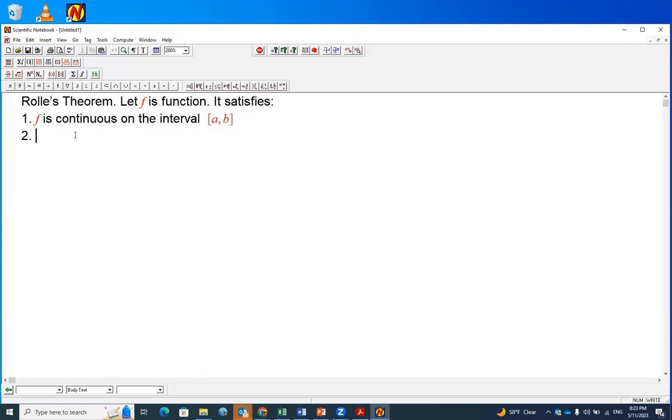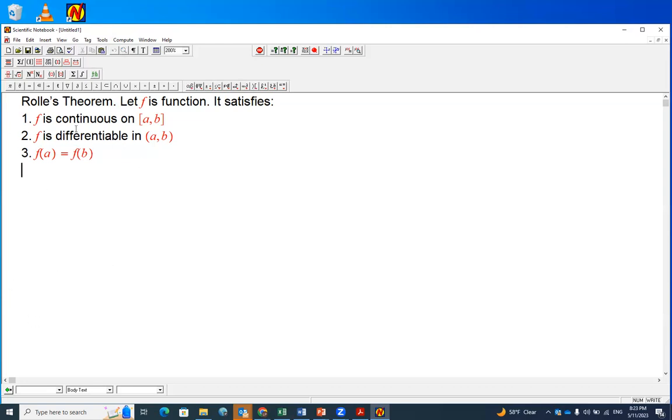Number two is that f is differentiable in the open interval (a, b). Do we have to write the open interval? We don't have to. You can even remove the word interval because these are intervals, so these are just shorthand notation. Number three, the third condition is that at the endpoints, f(a) is the same as f(b). There are three conditions.